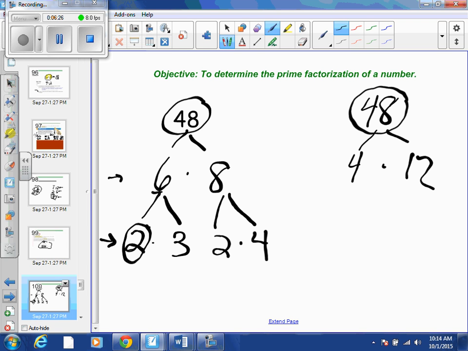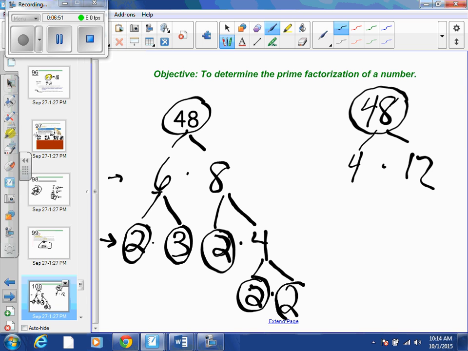All right? We're stuck with 2. It's prime. I can't break that down into anything except 1 times 2. All right? Let's look at the next one. 3. Is that prime or composite? It's prime. All right? I can't break it down, so I'm going to circle it. That's the goal, to get all prime numbers going across. All right? Next one. 2. Another 2. We know that's prime. I can't break it down. 4 is composite. I can break that down again into 2 times 2.